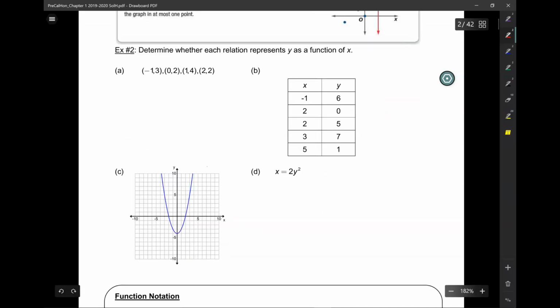You can have relations represented in a whole bunch of ways, as coordinates in a chart, the graph, the function, right? And so let's go through each type and see how we can determine whether or not something is a function. So this first one here, look at the x values. They're all different, which is good. Okay? So yes, this is a function.